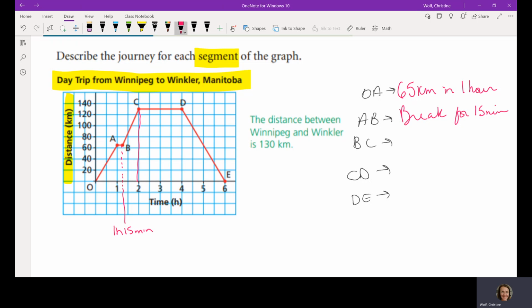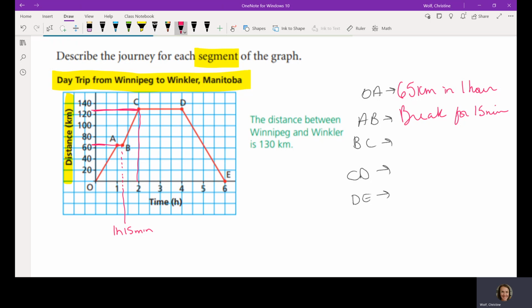And how far did they go? So they started at the 65 kilometer mark and they ended up at the 130. You do not write down 130. You're only telling me how far they went in that segment. So from 65 kilometers to 130 kilometers, to figure that out, you find the difference between the two.